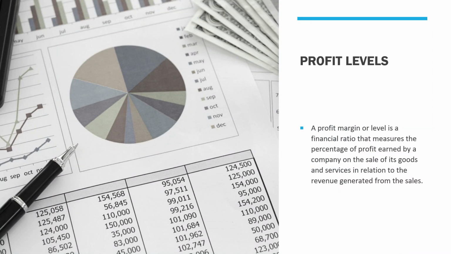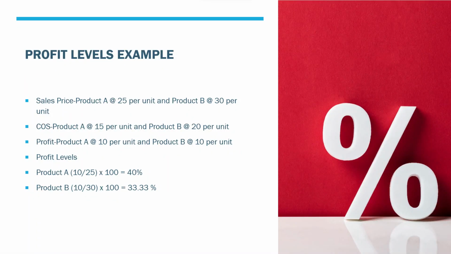Option B, profit levels. A profit margin or level is a financial ratio that measures the percentage of profit earned by a company on the sale of its goods and services in relation to the revenue generated from the sales. Suppose a company sells product A at the rate of $25 per unit and product B at the rate of $30 per unit. We also assume that the cost of sales of product A is $15 per unit, while that of product B is $20.